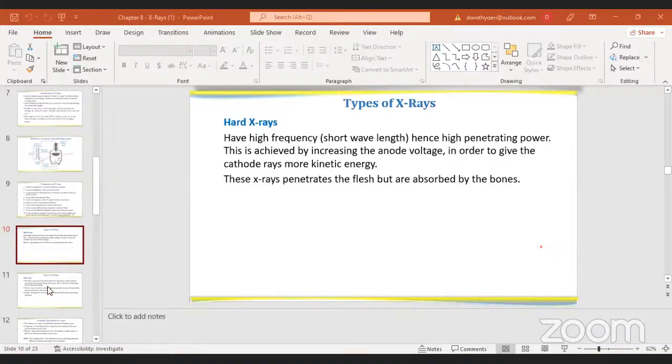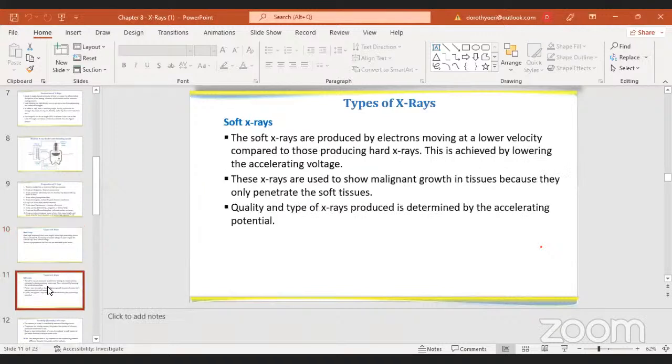Okay, now soft X-rays is the opposite. How are they produced? When the accelerating potential between the anode and the cathode is low, leading to the electrons moving with low velocity, what you end up with is soft X-rays.